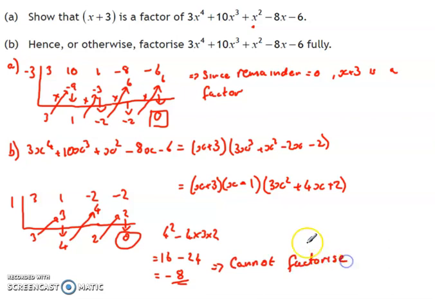So actually, this here is my final answer, because we cannot factorize this quadratic anymore. That's our final solution. So there we go. We've reached the end of the question. We've reached where we want to go. We don't have to do that next step of factorizing.